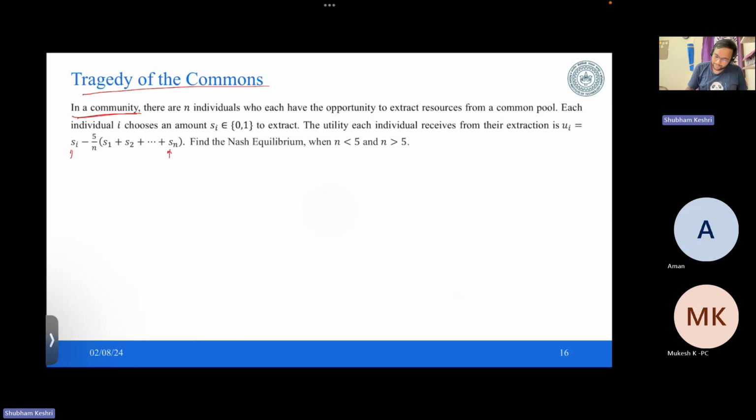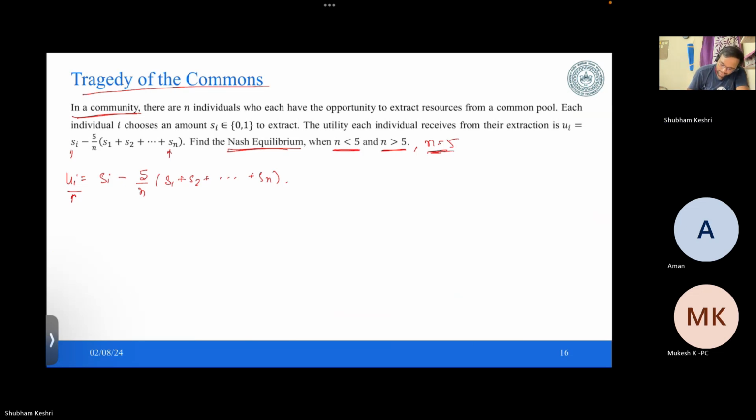You see, the utility of player i is s_i minus 5 by n times (s1, s2, ..., sn). Now this is the utility of individual player i. The question is to find the Nash equilibrium when n is less than 5, n is greater than 5, and you can also take n equals 5. I have not written it because some more concepts will come.